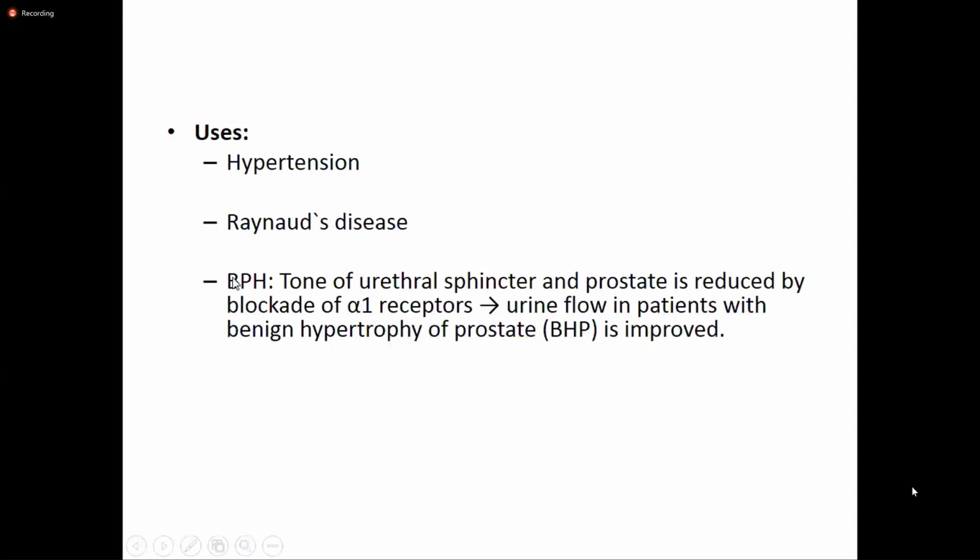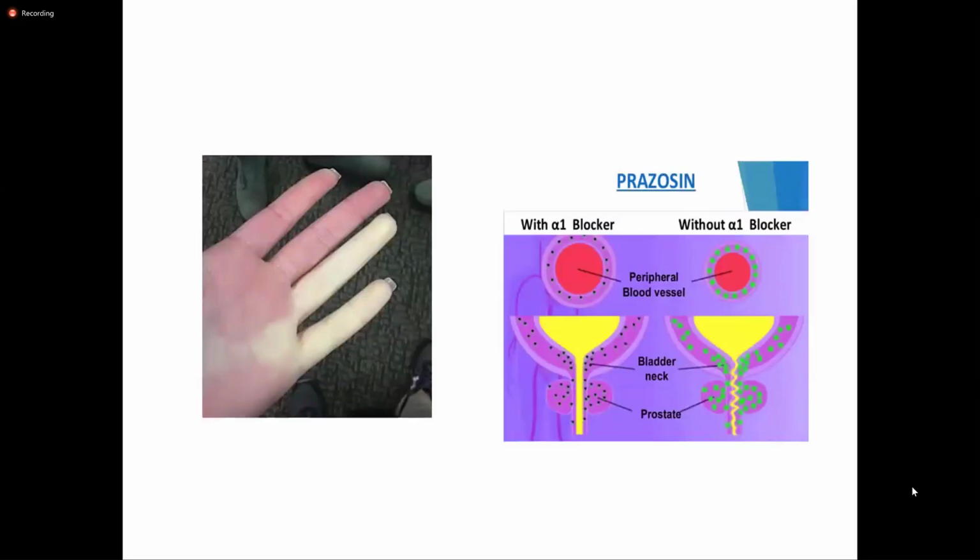Another use of these selective alpha-1 blockers, such as prazosin, is in the treatment of benign prostate hyperplasia. Benign prostate hyperplasia occurs only in males, not in females, and in males who cross 40 or 50 years of age. With age there is an increase in the size and mass of the prostate, and usually the condition is benign, not malignant. Due to the increase in the mass of the prostate, there is constriction of the ureter.